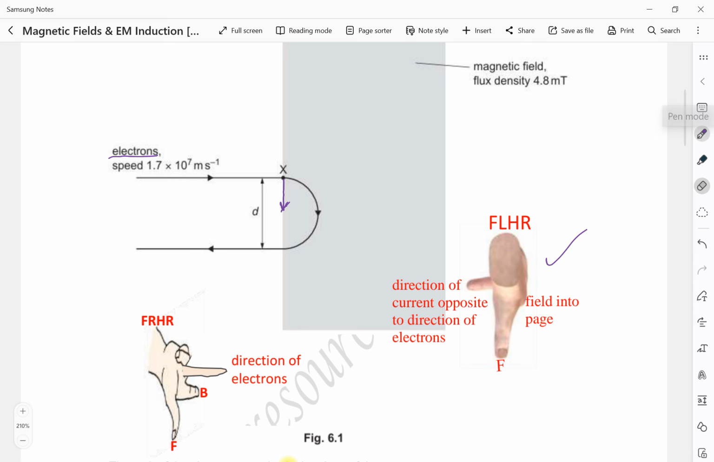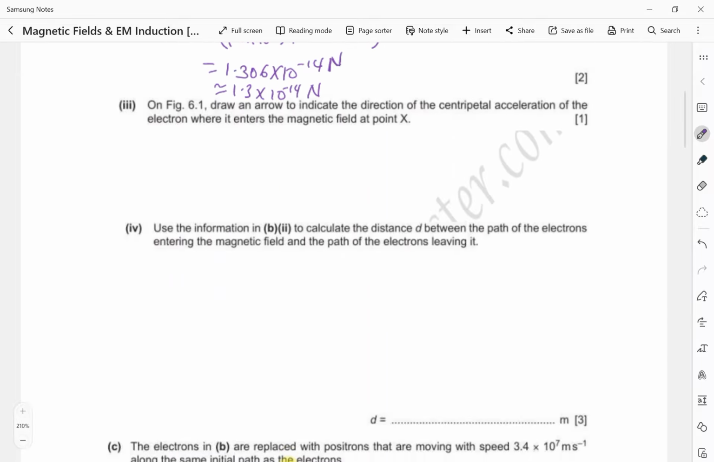So to answer that question, the arrow must point towards the center of the circular path. Okay. Then next, use the information in B Roman 2 to calculate the distance d between the path of the electrons entering the magnetic field and the path of the electrons leaving it. In other words, we want the diameter of that circular path.